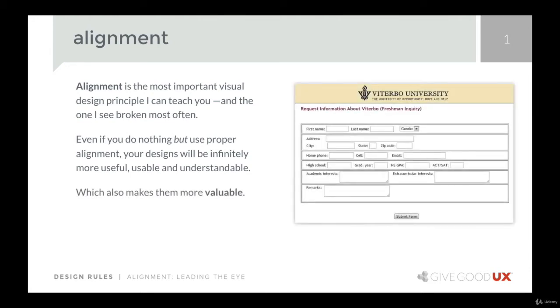Here's a great example. This is a form from Viterbo, or however you pronounce that, university. I see a lot of forms like this. I'm sure you see a lot of forms like this, especially in older legacy systems and institutional enterprise type stuff. Here's the problem with this. There are a million entry points. There are a million starting points for elements. Last name, gender, state, zip code, cell, email, grad year, everything starts at a different point.